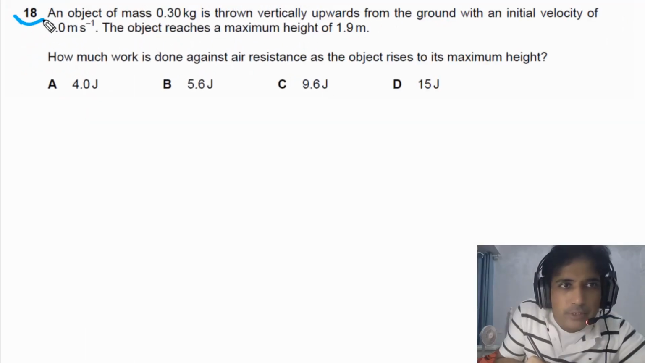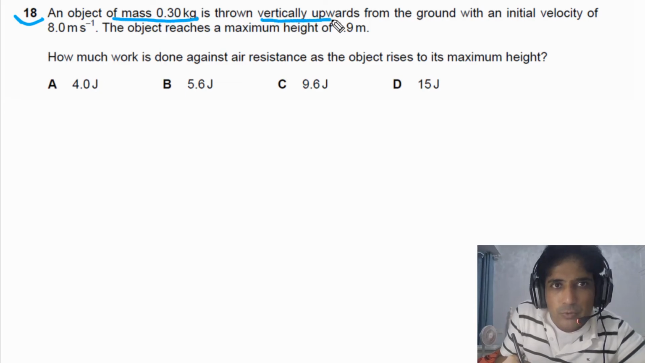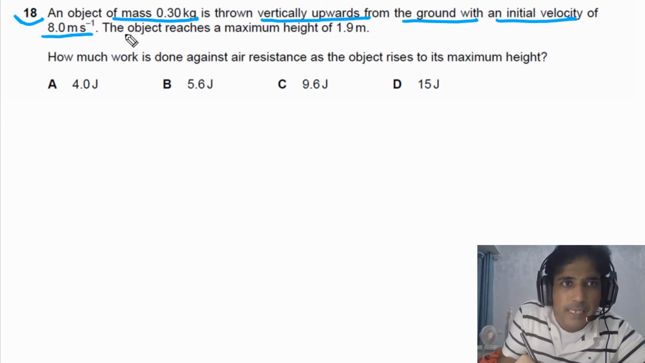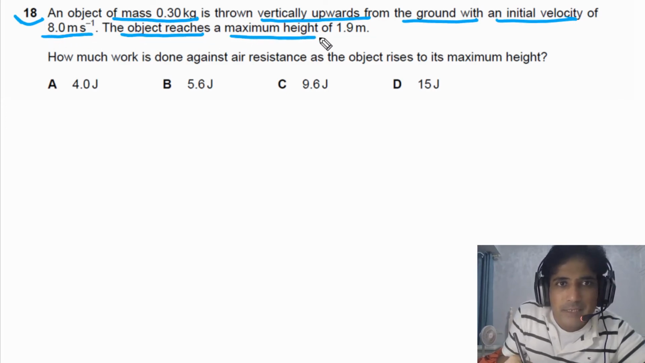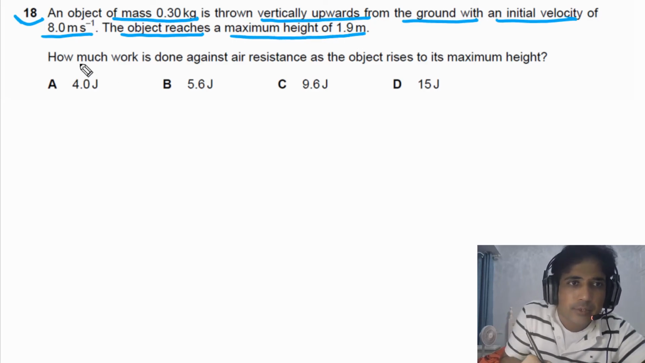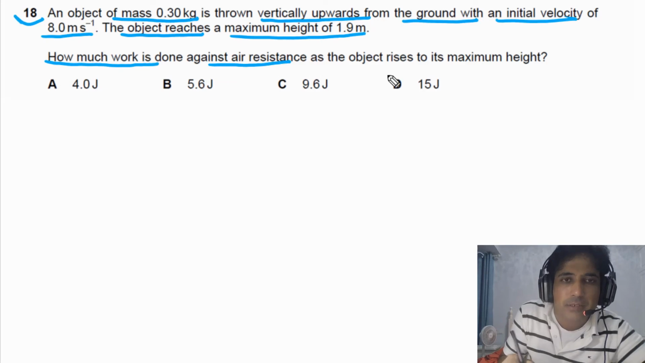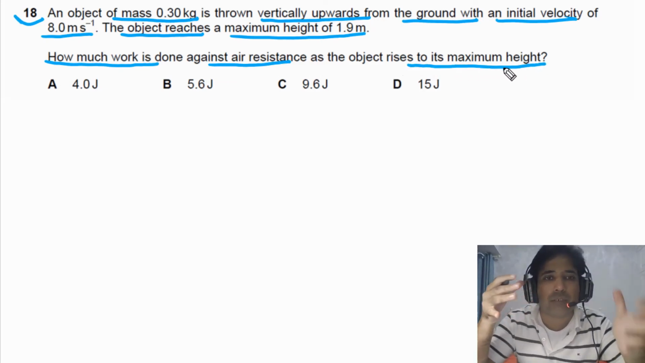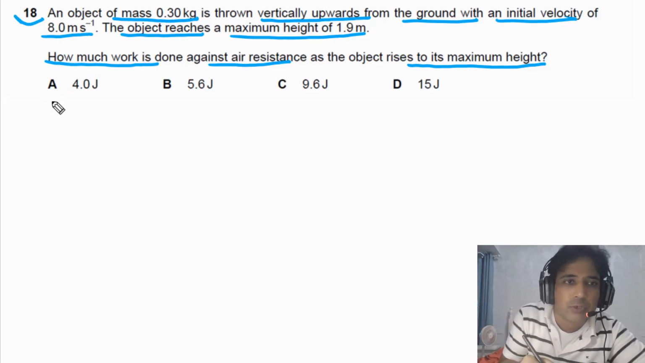For question number 18, it is given to us an object of mass 0.3 kg is thrown vertically upwards from ground with an initial velocity of 8.0 meters per second. The object reaches a maximum height of 1.9 meters. We need to find out how much work is done against a resistance as the object rises to its maximum height. So this question is simply about conservation of energy.